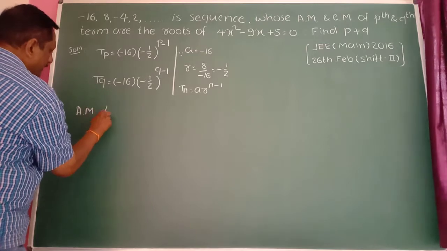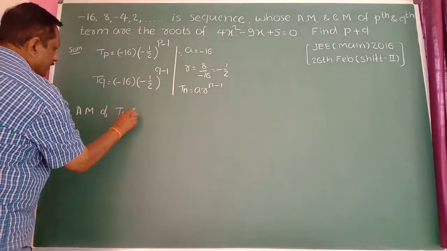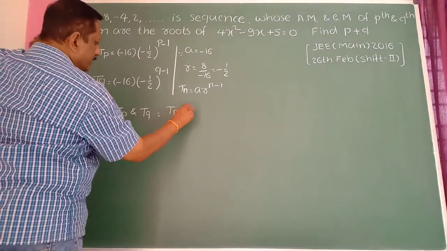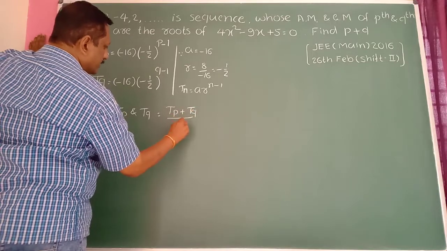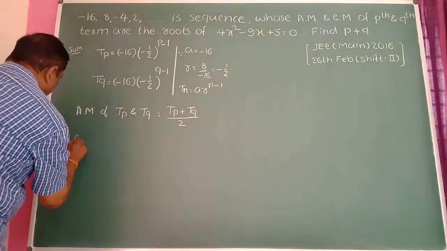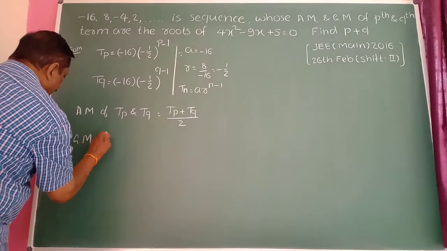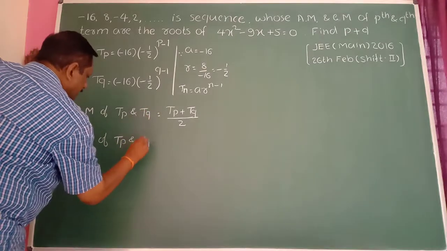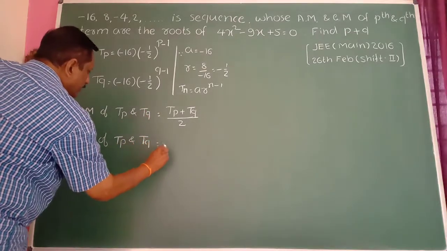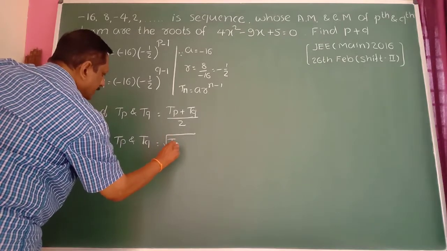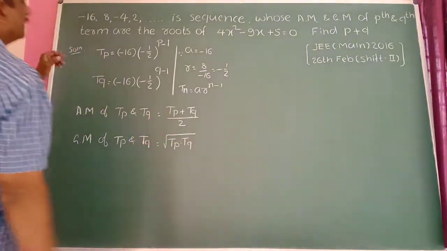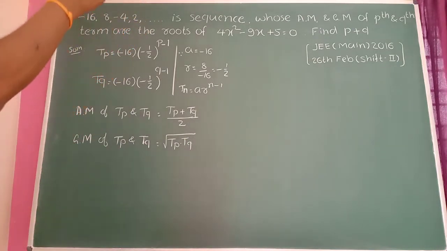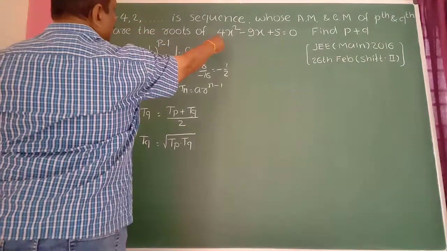Arithmetic mean of Tp and Tq is equal to Tp plus Tq divided by 2. And the geometric mean of the pth and qth terms is given by root of Tp into Tq here. But they have given here that the arithmetic mean and geometric mean of the pth and qth terms are the roots of this equation here.